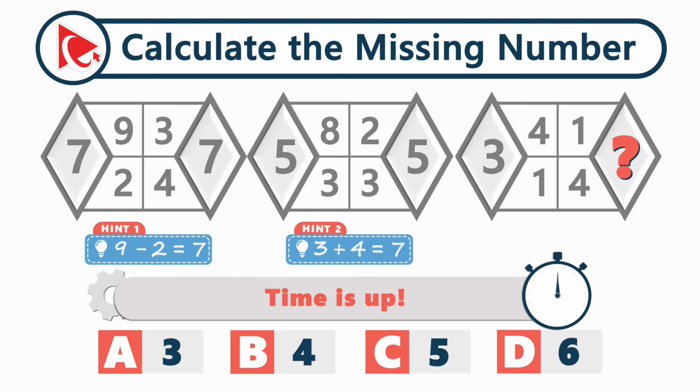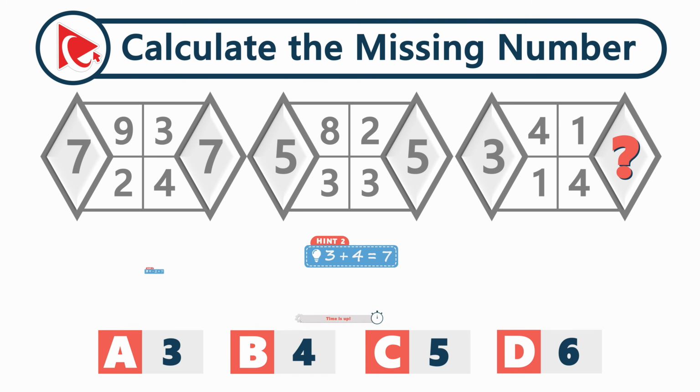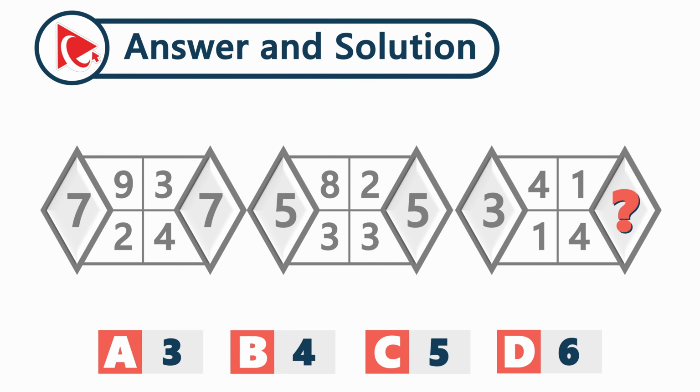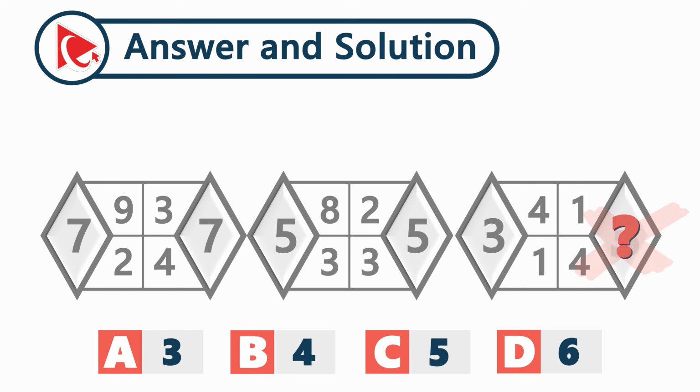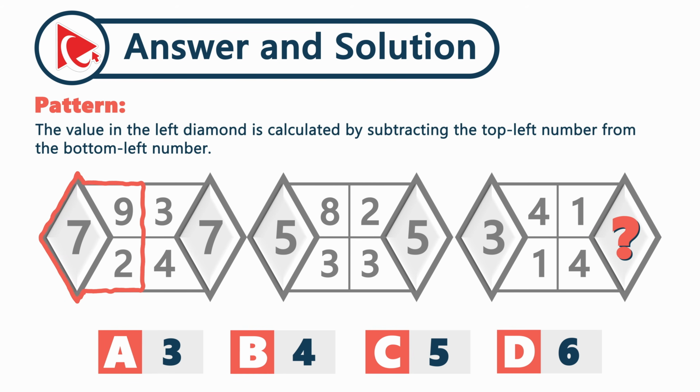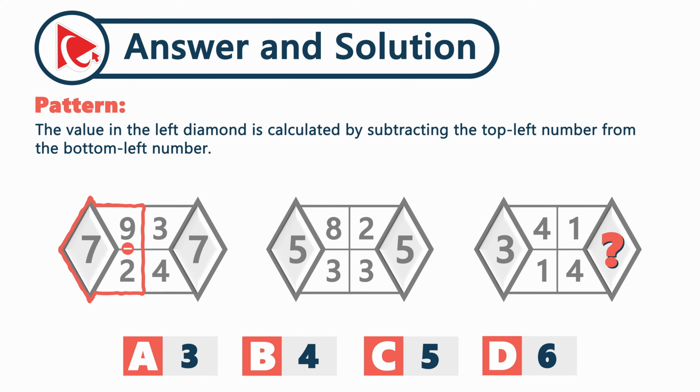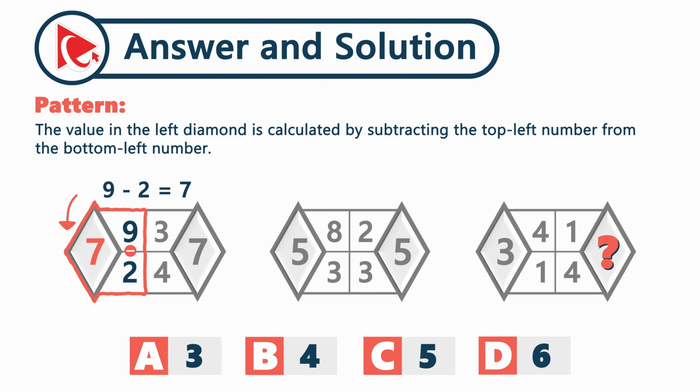Time's up. Do you have your answer ready? I hope so, because the pattern in this question couldn't be any simpler. I hope you didn't fall for the pattern of the same numbers in the outside diamonds, because that's not the pattern. The value in the left diamond is calculated by subtracting the top left number from the bottom left number. Take a close look. 9 minus 2 equals 7.